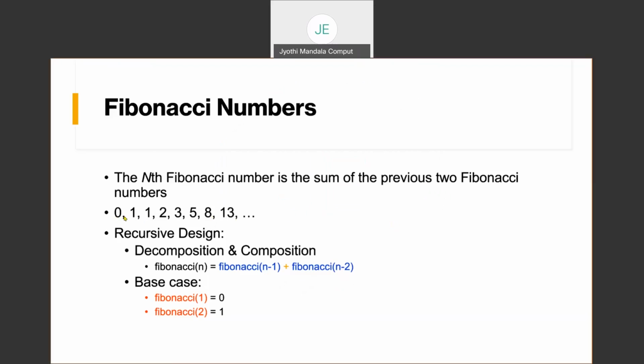The first two values are constant, 0 and 1. But from the third element onwards, it will be the sum of the previous two numbers. So 0 plus 1 is 1, that's why it is 1 here. Then 1 plus 1 is 2, that's why this is 2. 1 plus 2 is 3, this is 3. Like that, we will be generating the Fibonacci series.